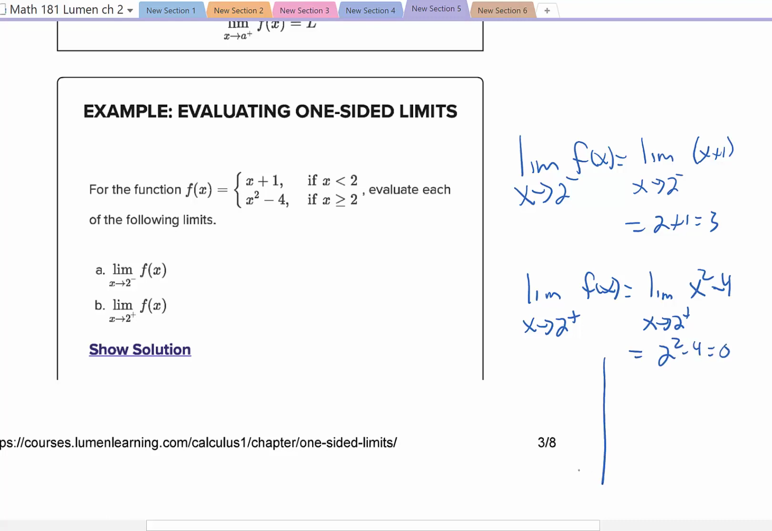And if we want to see a graph, let me give you a little rough graph. x squared minus 4 is going to be a parabola that at 2 is going to start out at 0. And the other one's x plus 1. So let me go ahead and plot some points here. At 2, that would have been at 3. So I'm going to do an open circle here at 3 because for the left-sided one, it's not included.